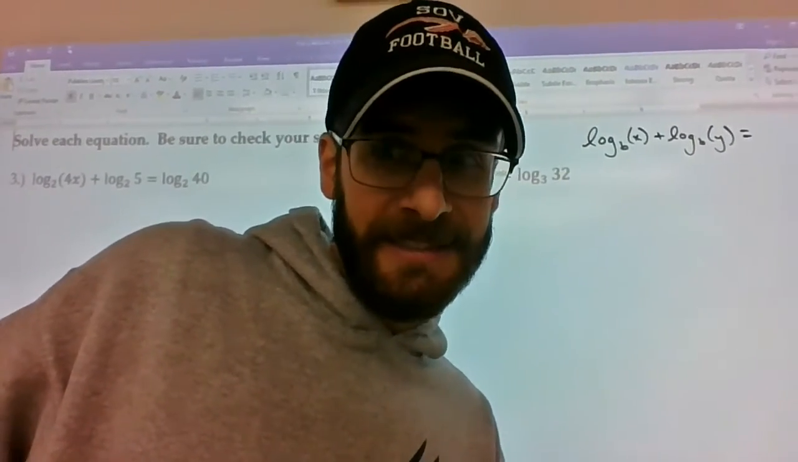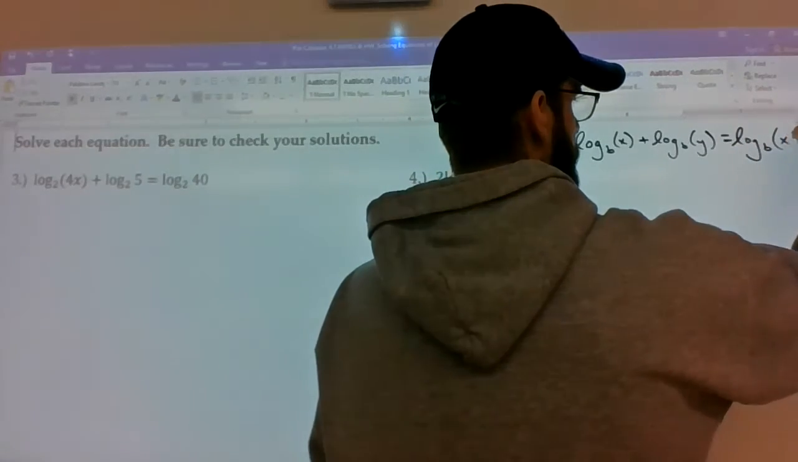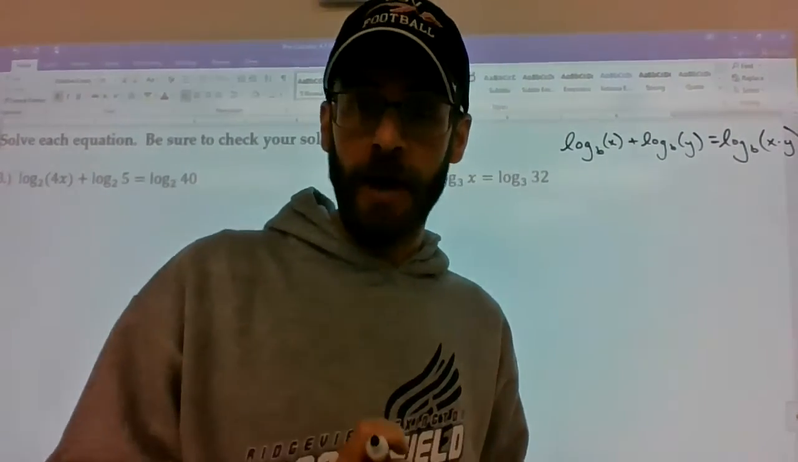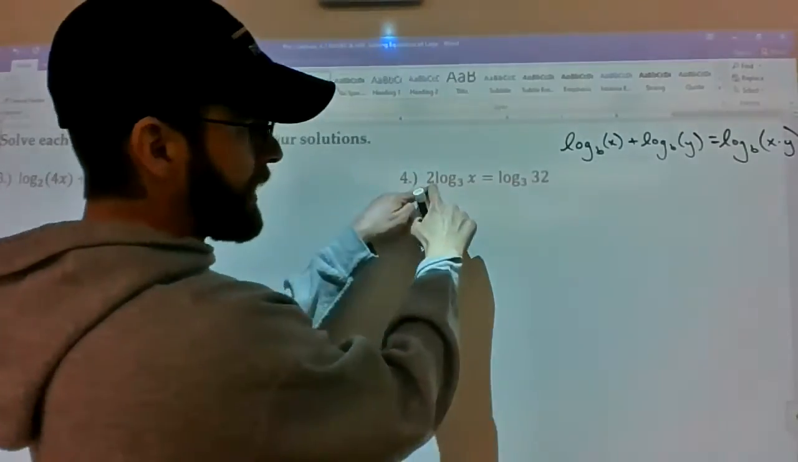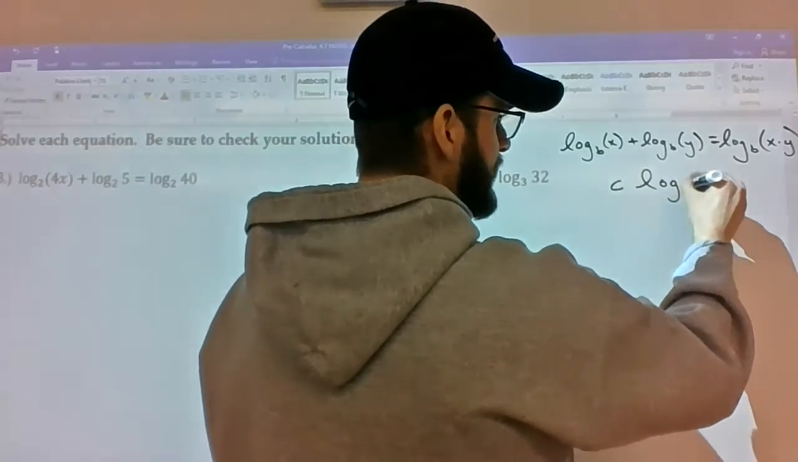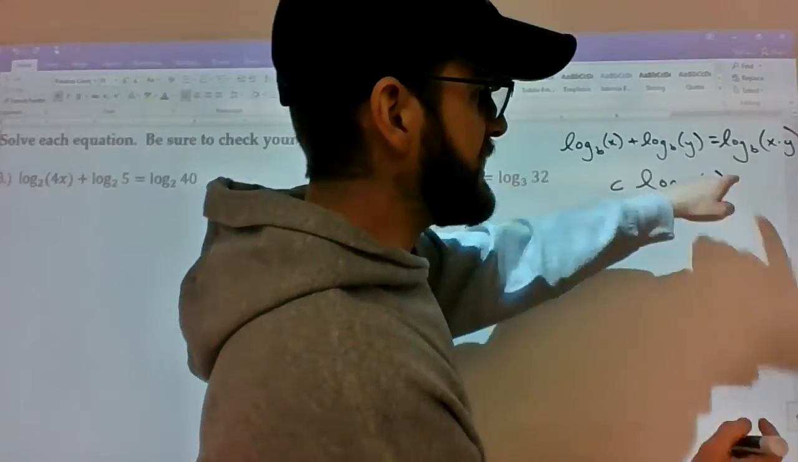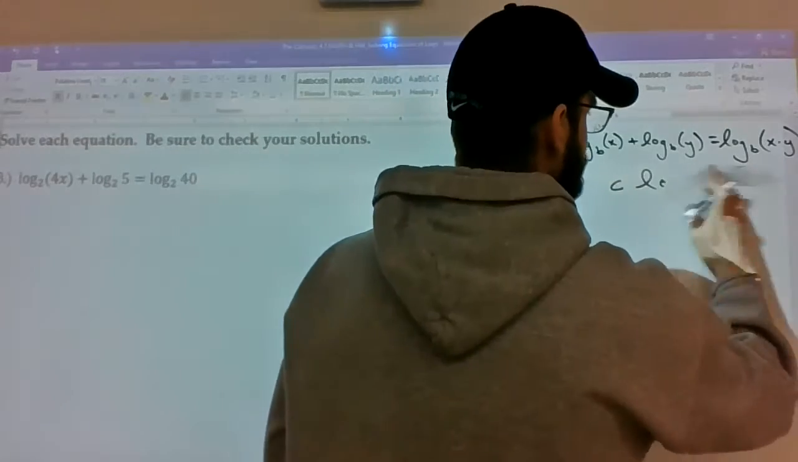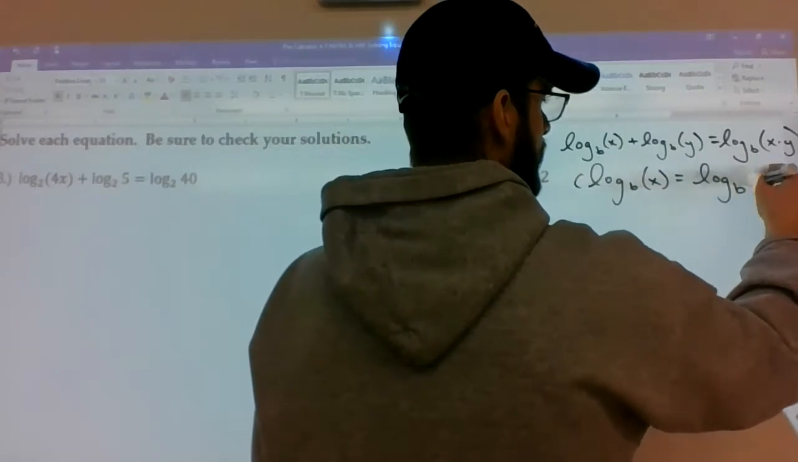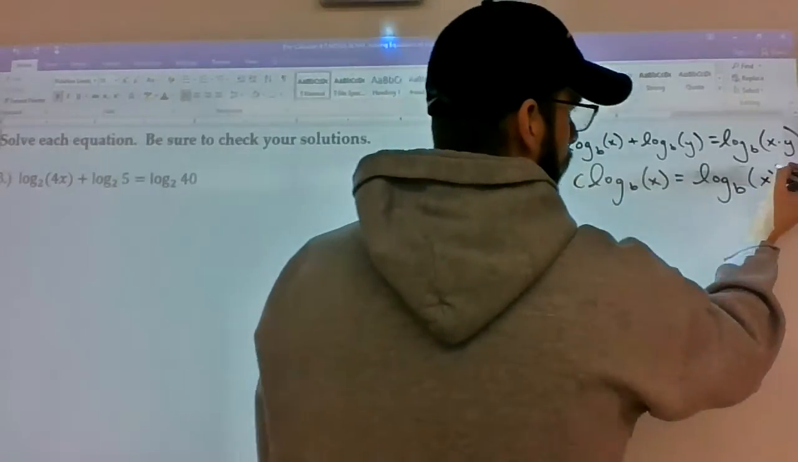Log base b of xy. Our next move is, if you've got some constant, I'll just call it c, then c times log base b of x, it could be anything, is now log base b of x to the c power. This c is now up here.